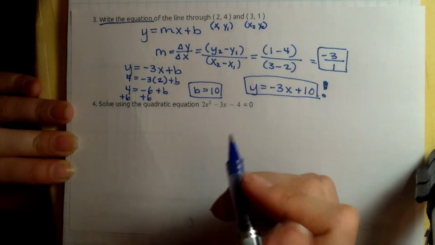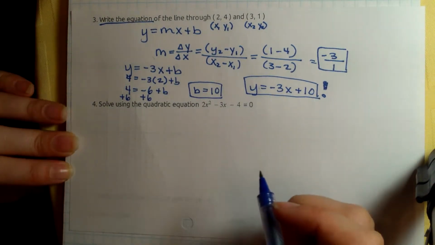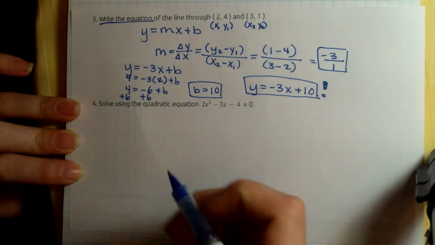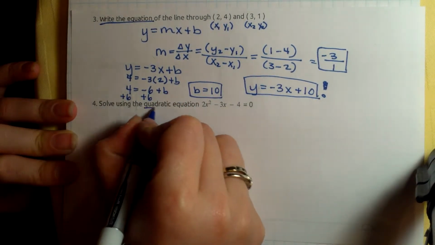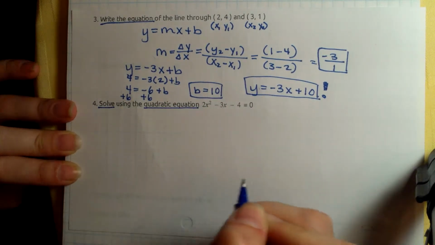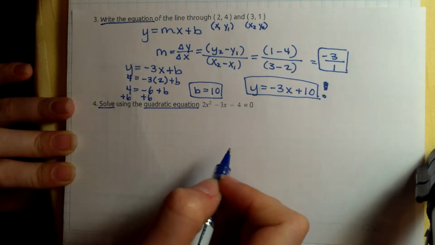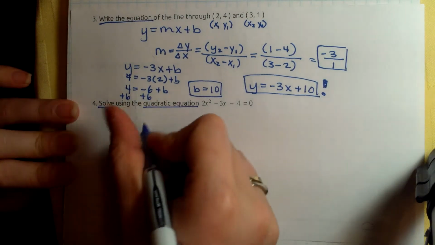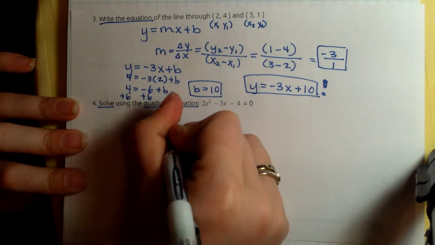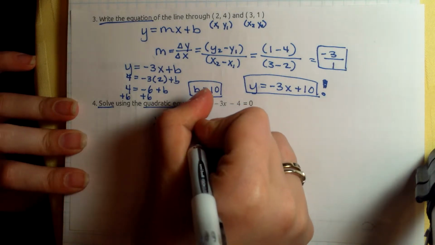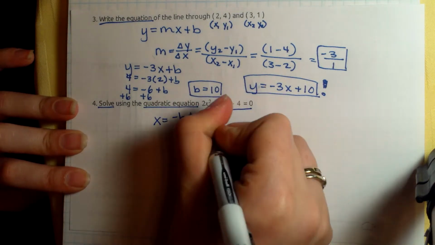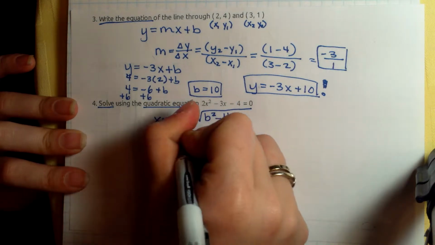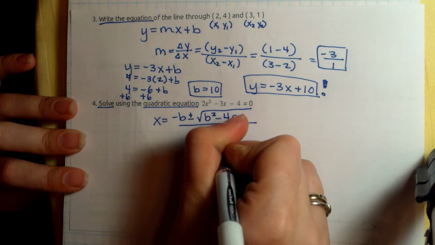Okay, now I'm recording. So the last one is probably the most challenging. Some people like these. I don't like them at all. But you need to use the quadratic equation and you need to solve. So the instruction says to solve. It's no longer factoring. And it wants you to use the quadratic equation, which, if you remember, is x equals negative b plus or minus square root b squared minus 4ac all over 2a.